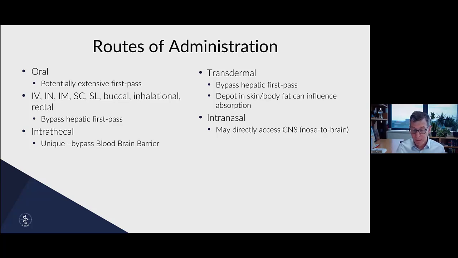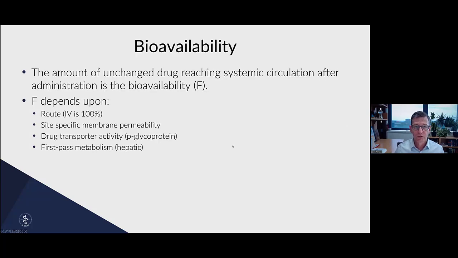And that may be a little bit because the nasal mucosa is a great absorptive surface, but it might also be because of this nose-to-brain transmission. Bioavailability is the amount of unchanged drug that reaches the systemic circulation after administration. So the route is really important.